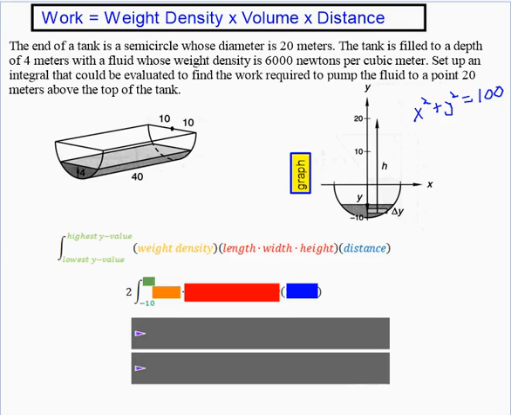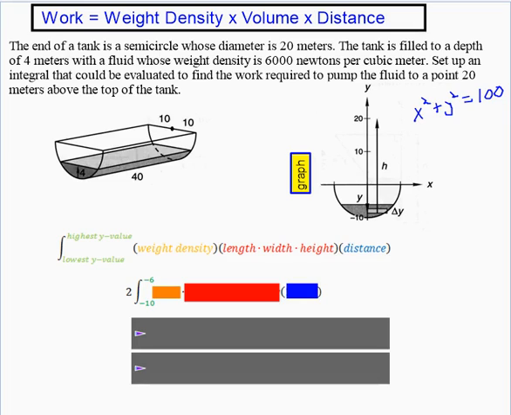And then it says the tank is filled to a depth of 4 meters. So it's only 4 meters deep. So we want to go 4 meters above -10, which is -6. So we only integrate for the fluid. We won't go from -10 to 20. That's a mistake that's commonly made.